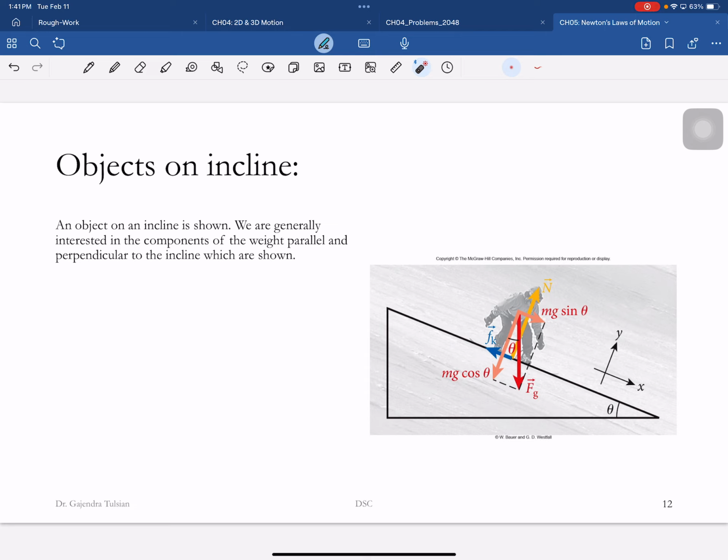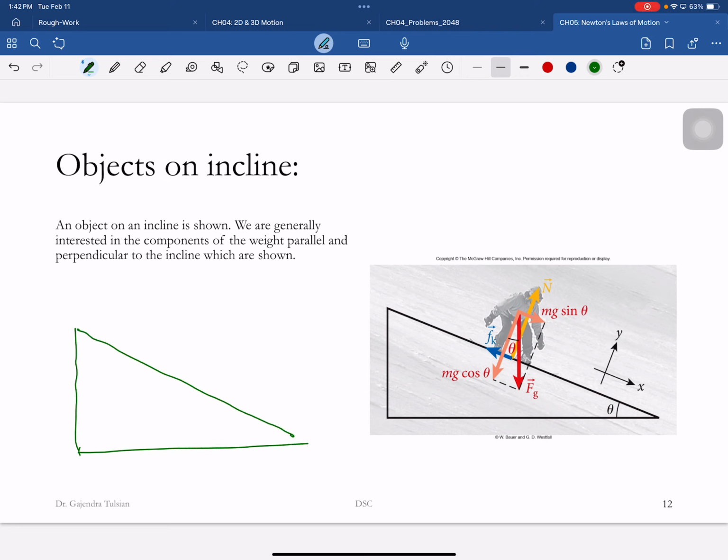We'll do a lot of problems where objects are on an incline. So we want to make sure that we understand this. The force of gravity is vertically down. So what's useful is we want to break this force down into a component perpendicular to the surface and a component parallel to the surface. Those components are more useful. So let's make sure we understand that.